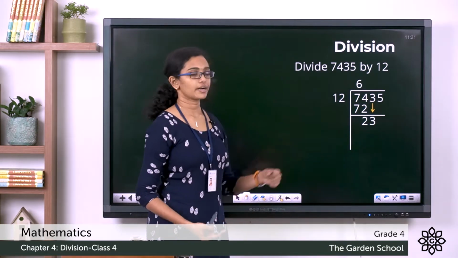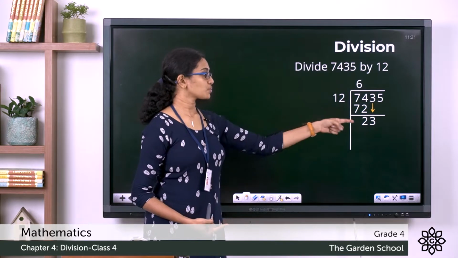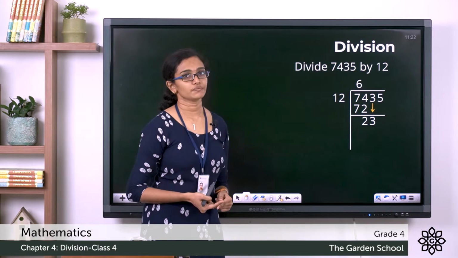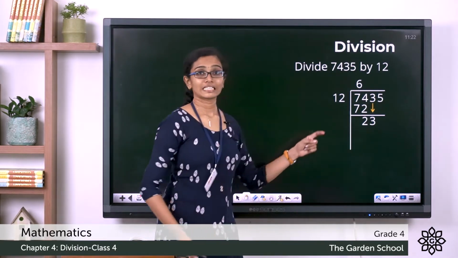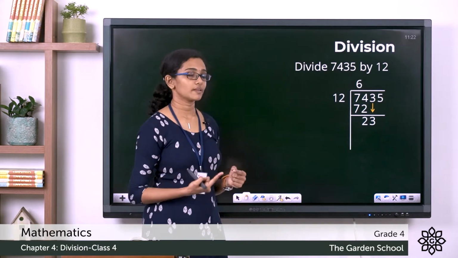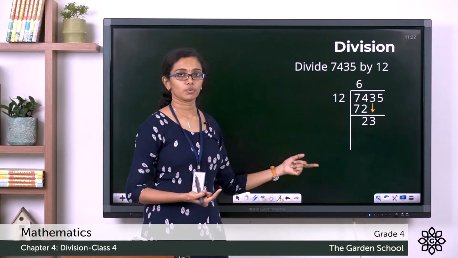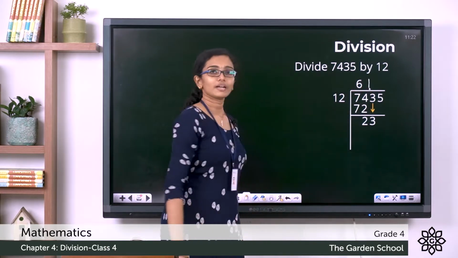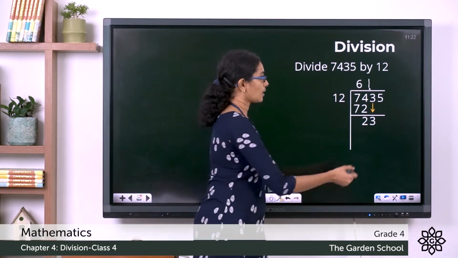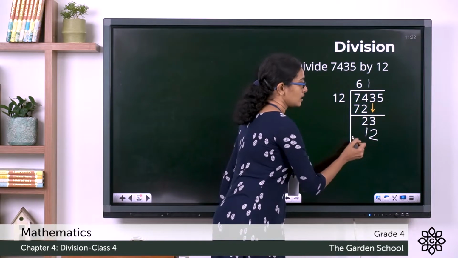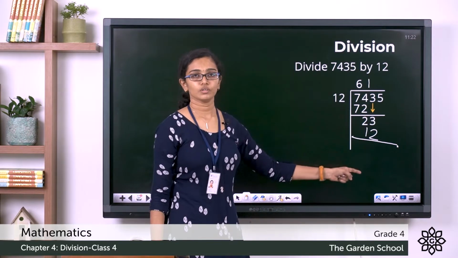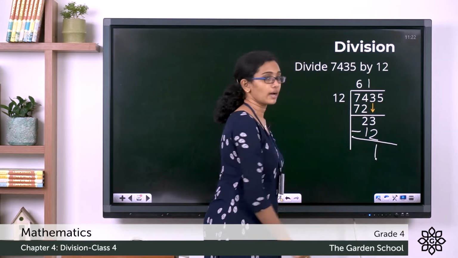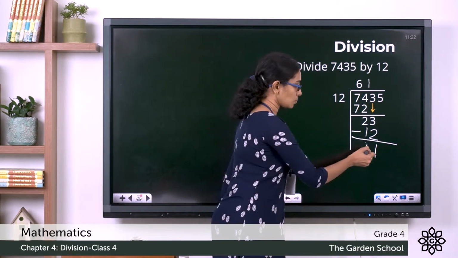So, 23 divided by 12. How many 12s will go in 23? 12 ones are 12, 12 twos are 24, which is more than this dividend we are considering. So, consider the multiple before that one, before 24. That is 12 ones, right? So, let's write the 1 here. Now, we multiply 12 into 1 to give us 12. Now, we have to subtract these two numbers. So, we do 3 minus 2, that is 1. 2 minus 1 is 1.